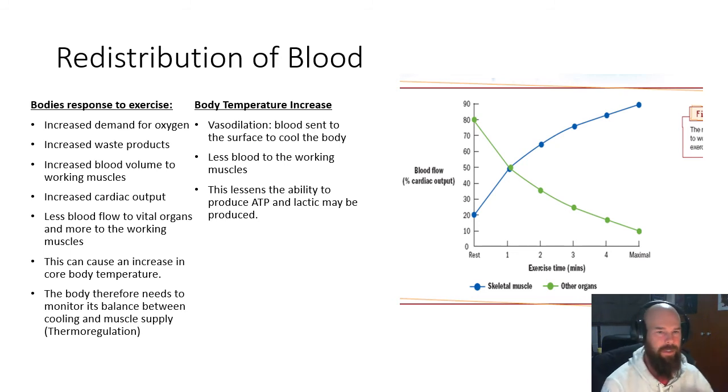So if there is a temperature increase, then we'll have vasodilation happening, where the blood is sent from the working muscles to the surface of the skin. It means that our performance is going to be inhibited, and as a result we may produce lactic acid.